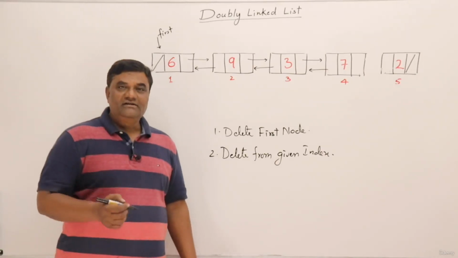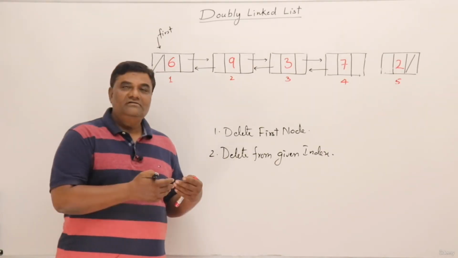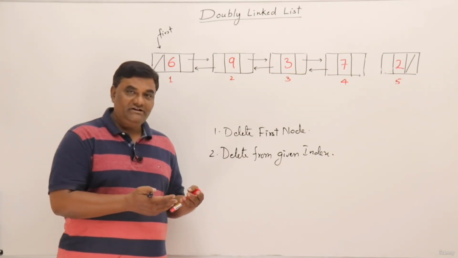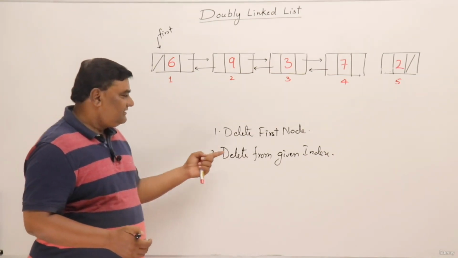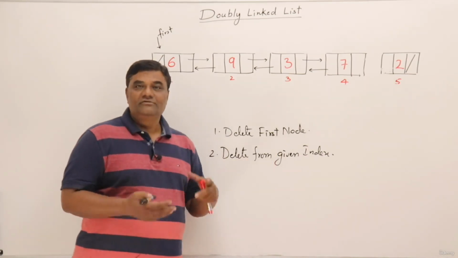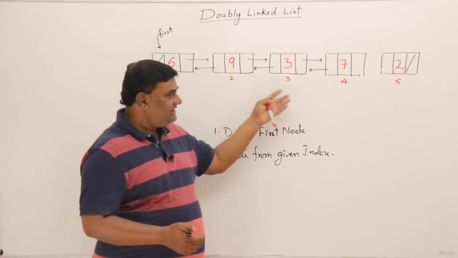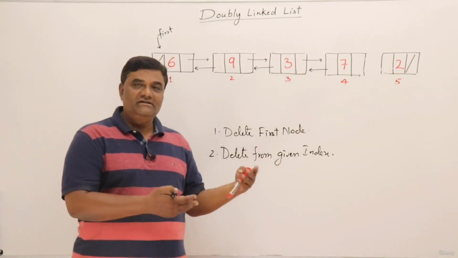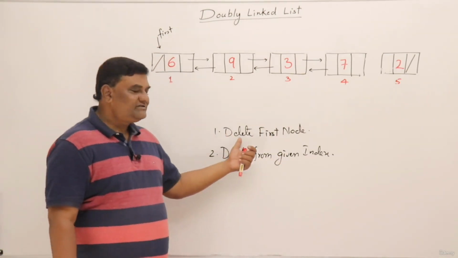In this video, we'll look at a delete operation on a doubly linked list. There are two cases for deletion, just like in a linear linked list that we have already seen. Two cases are there: deleting the first node, or deleting a node from a given index. Deleting the first node is a special case, and deleting any other node is the common case. First we will see how to delete the first node.